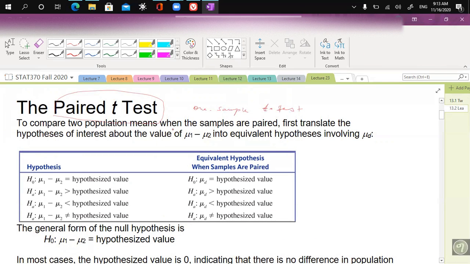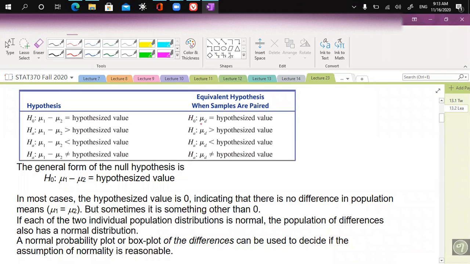Now, to compare two population means, when the samples are paired, we of course translate the problem into a hypothesis test. Basically the hypothesis will be using mu d, and we can have H sub naught: mu d equals the hypothesized value. And this is equivalent to saying mu1 minus mu2 equals the hypothesized value.